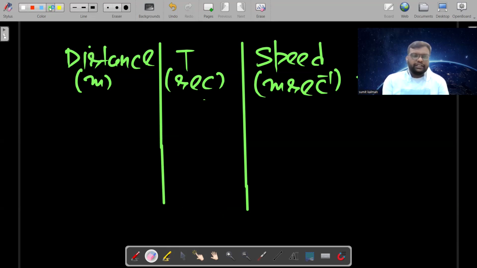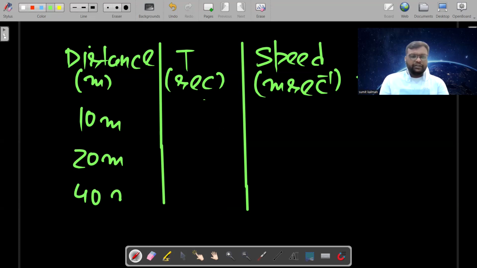Suppose your distance is 10 meter, 20 meter, 40 meter, and 60 meter. Time is how much? 1 second, 2 second, 3 second, and 4 second. Is this clear? Then here, what will be speed?